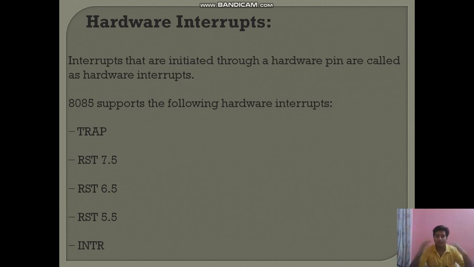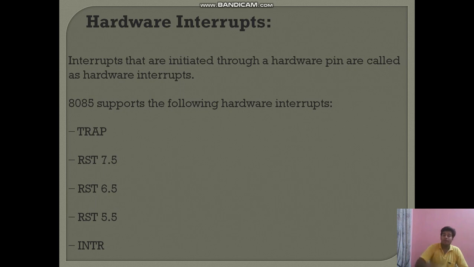In a microsystem, microcontroller, or microcomputer, there are peripheral pins to which many of the peripheral devices are connected. As an example, I told you earlier, a keyboard is a peripheral device, and if we press a button, it interrupts the process the microprocessor is doing at that time. So it occurs from a hardware pin, that's why it is known as a hardware interrupt.